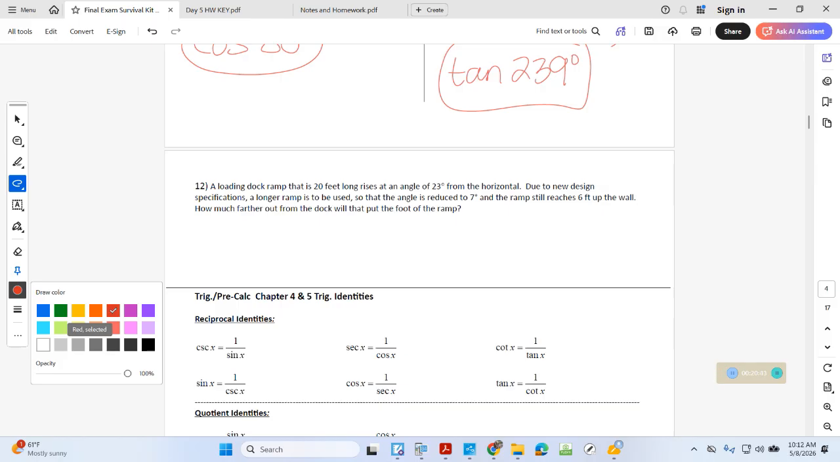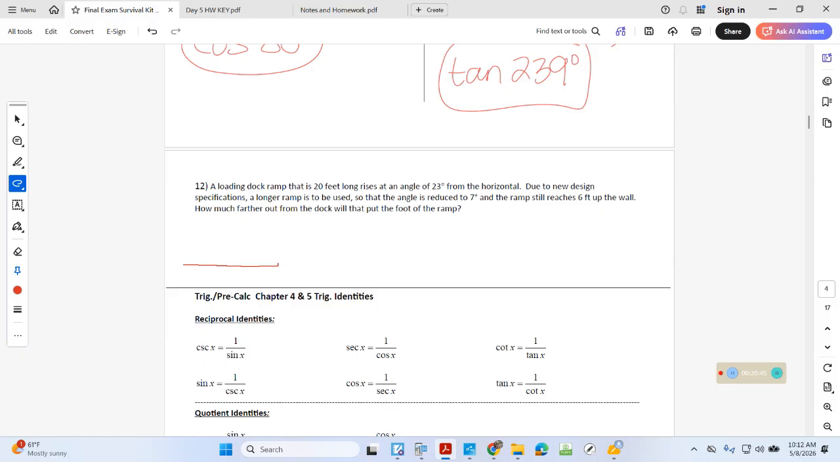Let's start with that. So horizontal, of course, straight across, the right triangle, and it says angle of 23 degrees. Now I'm thinking about my ramp. I'm thinking about like a skateboard ramp or something. Your ramp is the hypotenuse. It's the slanted piece. So that's your 20 feet long.